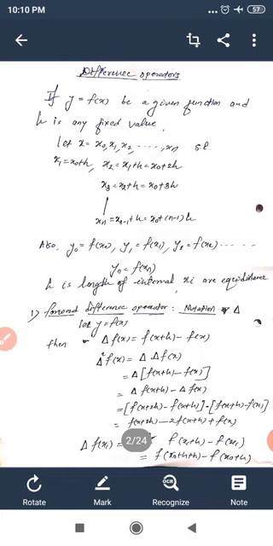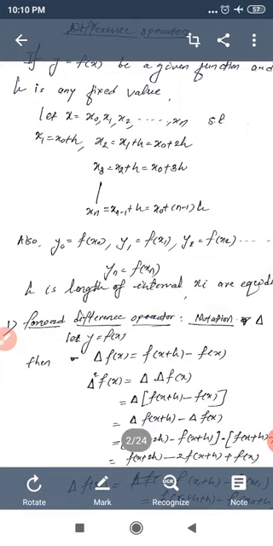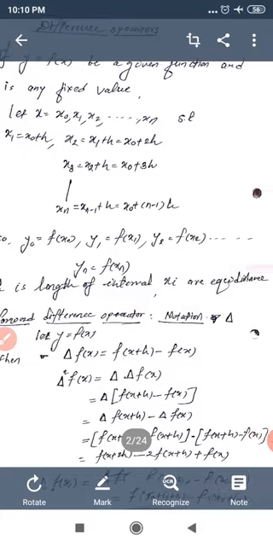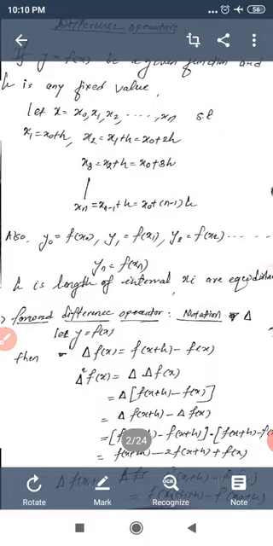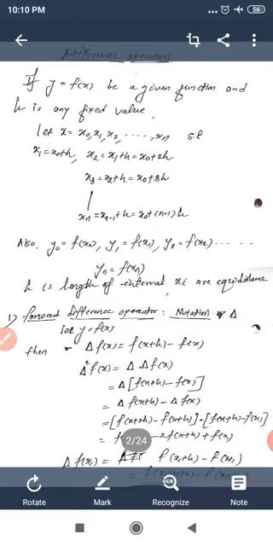Also we can calculate y0. y0 equals f of x0. So put the value of x0 in the function, we get y0. y1 equals f of x1, y2 equals f of x2, and so on, yn equals f of xn. Now here h is the length of the interval and the xi are equidistant. That means the distance between x0 and x1 is the same as between x1 and x2, and x2 and x3. All are equidistant.